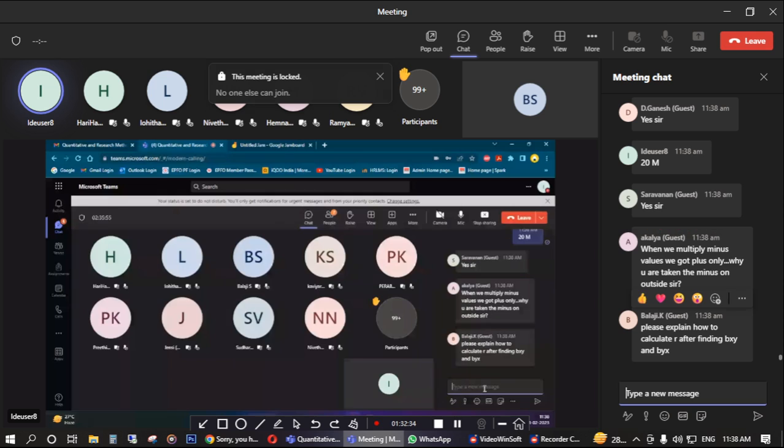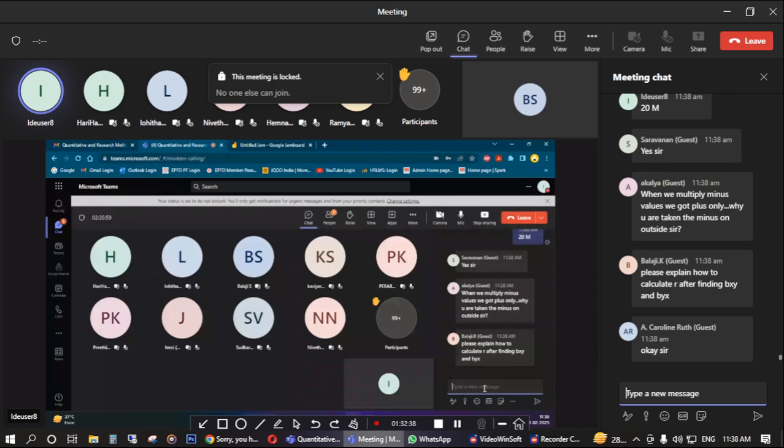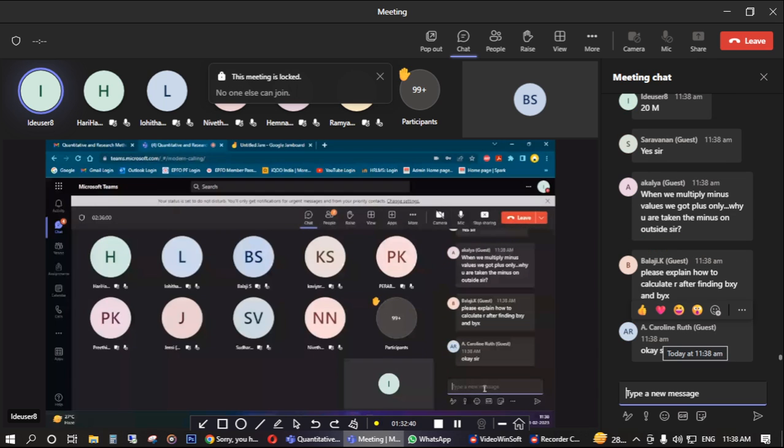Okay, I am getting one more question. When we multiply minus values, we got plus only. Why have you taken minus on the outside? Okay, I have already told that one hour back. I told you that when you take the negative sign inside the square root, you will get a math error. However, if you look at the method of least squares, the method says that you have to put the sign outside for calculation purposes. So please do it in that particular manner.